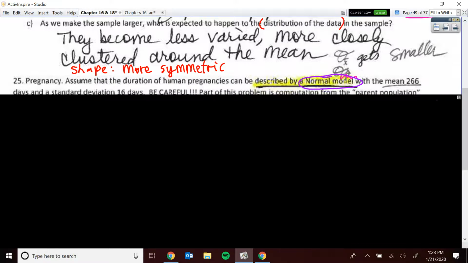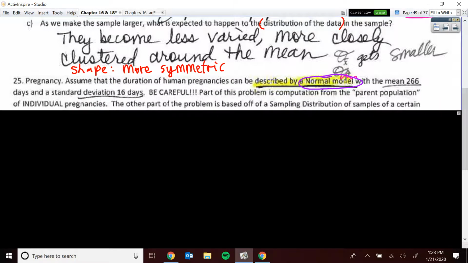So, here we go. Assume that the duration of all human pregnancies, the population, can be described by the normal model. At this point, your brain knows the shape of it. And we know that it has a center at 266 days with a spread of 16 days. You should now also know that every single sampling distribution that comes out of it will be what? Unimodal and symmetric, approximately normal as well.